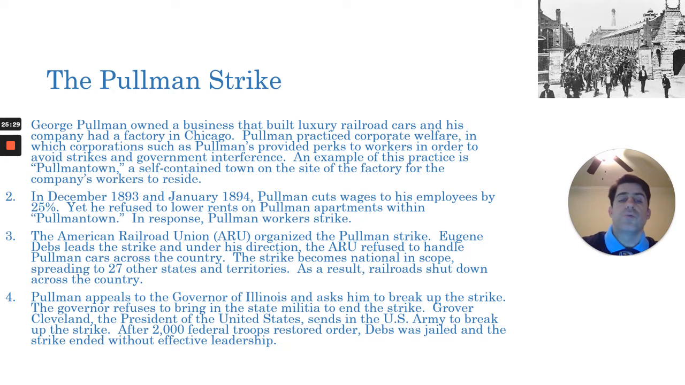2,000 federal troops restored order, and Eugene Debs was jailed, and that caused the strike to end with Debs in prison. The ARU lacked effective leadership to continue the strike, and that caused the end of the strike in 1894. So it took federal intervention by the federal government to break this strike, and that was government getting involved in business and getting involved in a dispute between capital and labor with the Pullman strike of 1894.